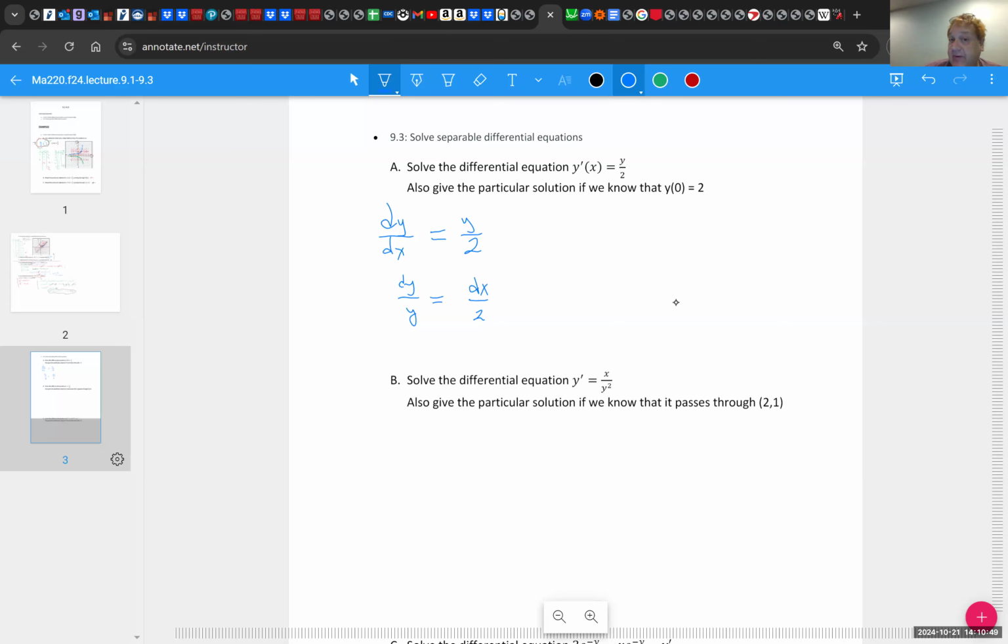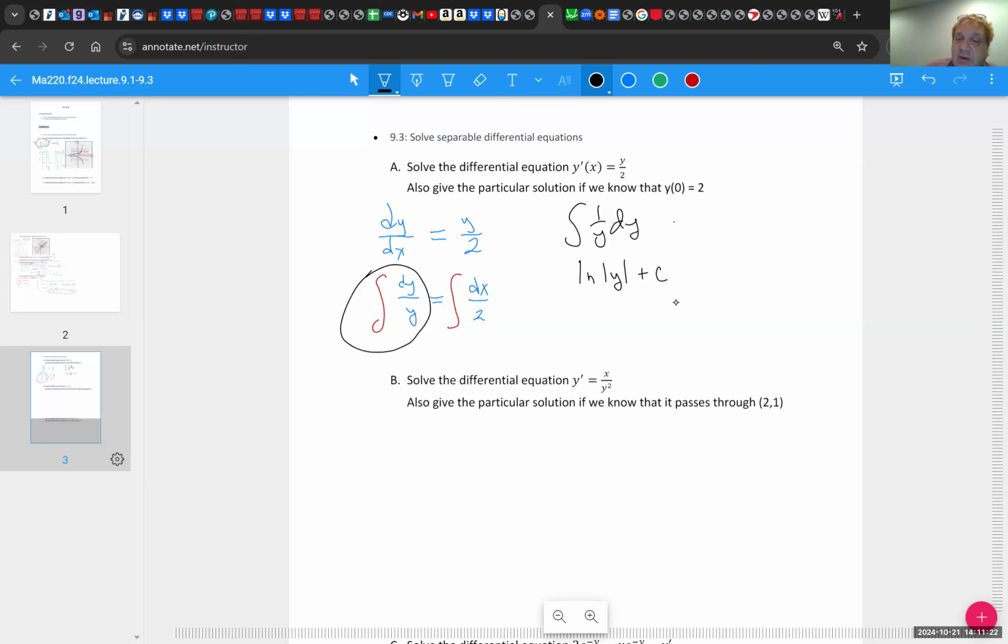Now I'm going to do something else on both sides. And the thing I'm going to be doing on both sides is finding the antiderivative. So step number one is put all the x's on one side, all the y's on the other side. Step number two is to do the antiderivative of both sides. So the antiderivative of the left-hand side, well, that's the antiderivative of 1 over y dy. And the antiderivative of 1 over y is ln of y plus some constant.